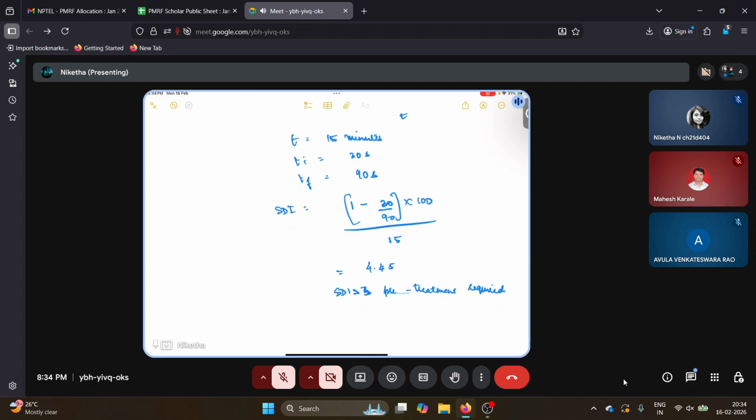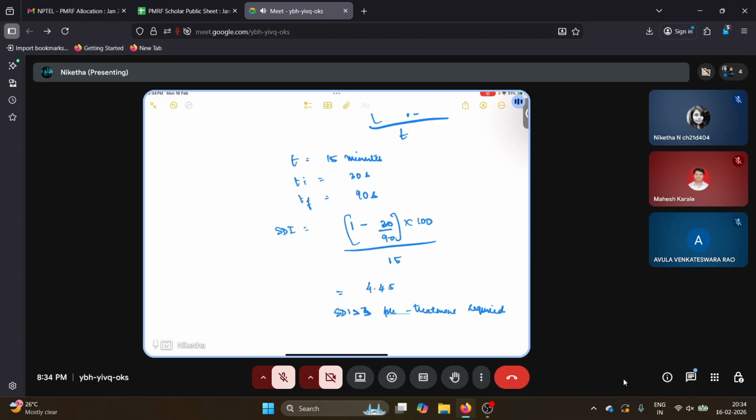So why is the pre-treatment required? Because here we are taking the ratio of initial 500 to final 500. So we will get a higher value of SDI if the initial time or Ti is very much lower compared to the final time. If that happens, it means the pore is getting blocked as the water passes through the membrane. So that is why we need some kind of pre-treatment to remove any solids or blockage-causing substances from the feed.